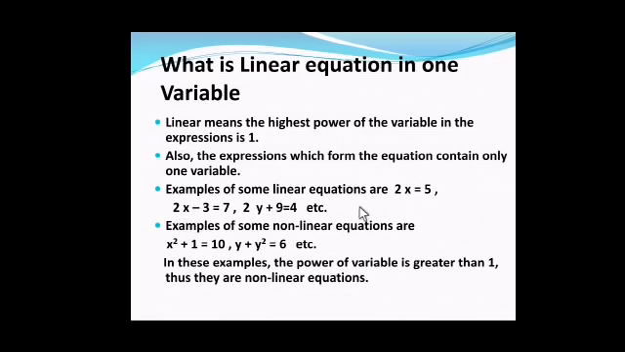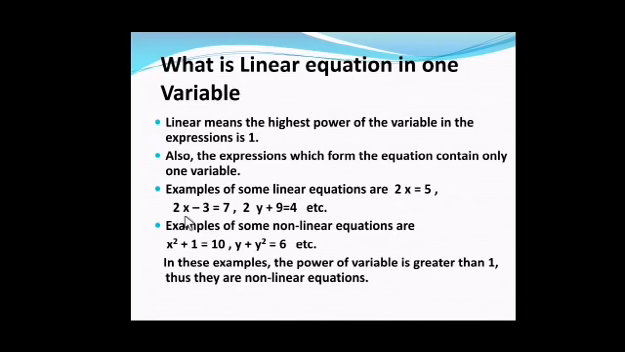Let me explain with the help of examples. First example is 2x minus 5. How many variables are there? There is only one variable. Is 2x an expression? Yes. And what is the power of x? Its power is 1? Yes. So, that's why 2x equals 5 is an example of a linear equation in one variable.